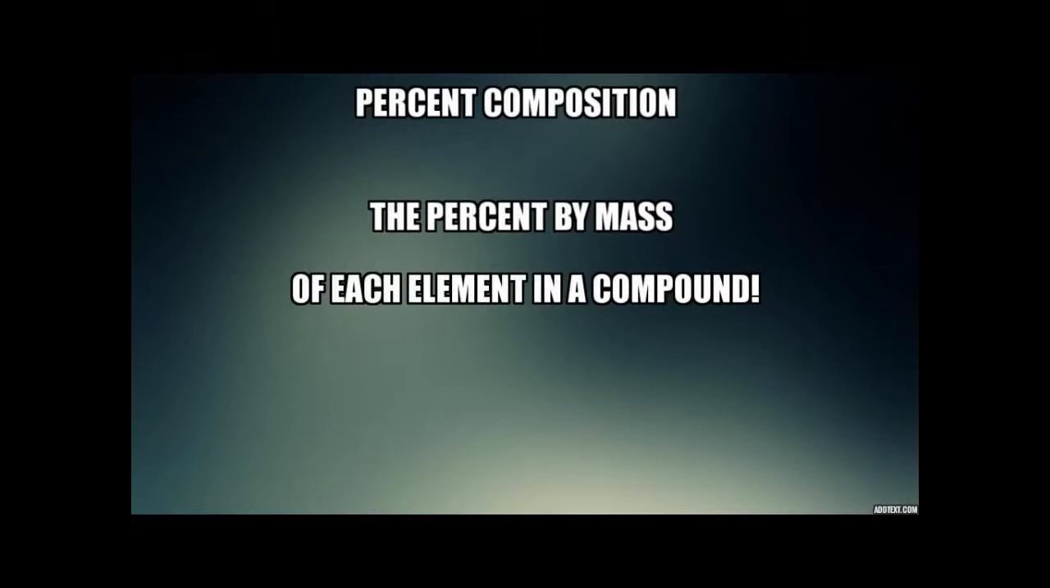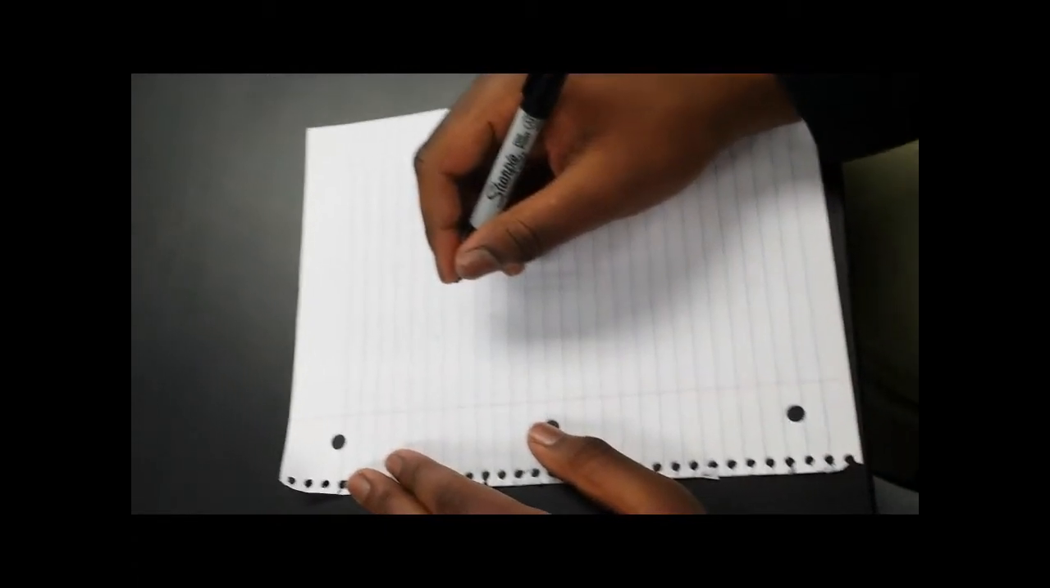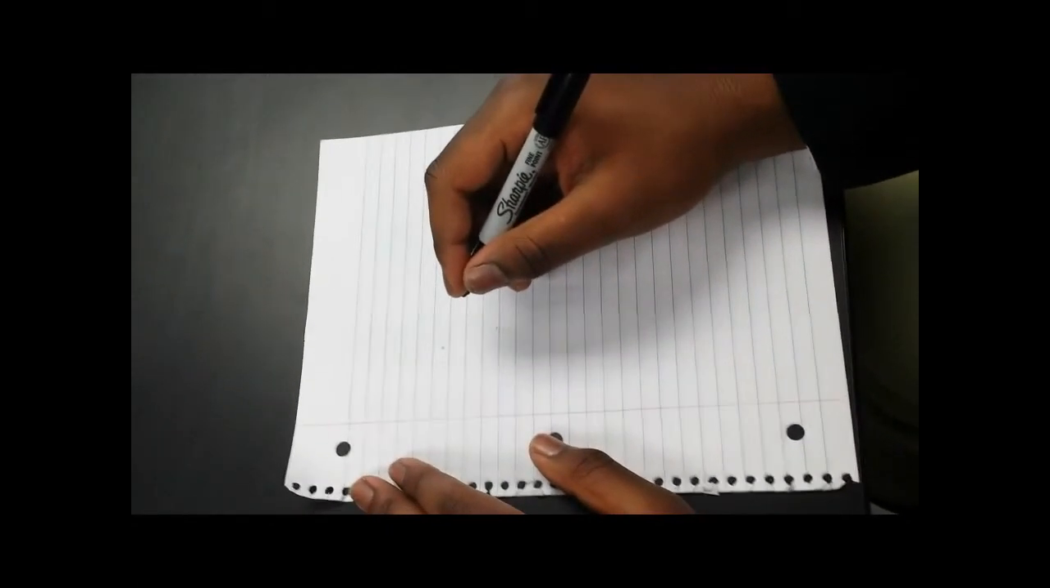Percent composition is the percent by mass of each element in a compound. Our first step is determining the percent by mass of magnesium in the compound.